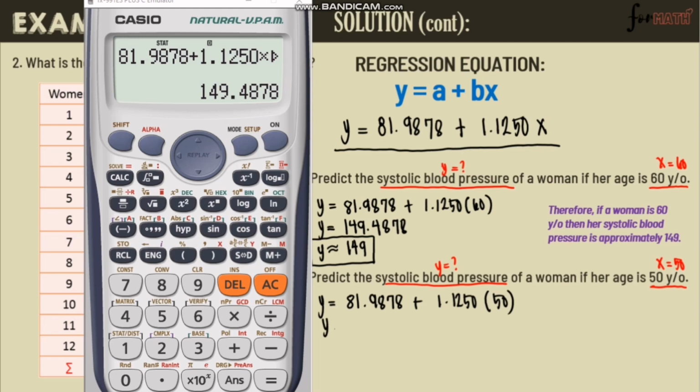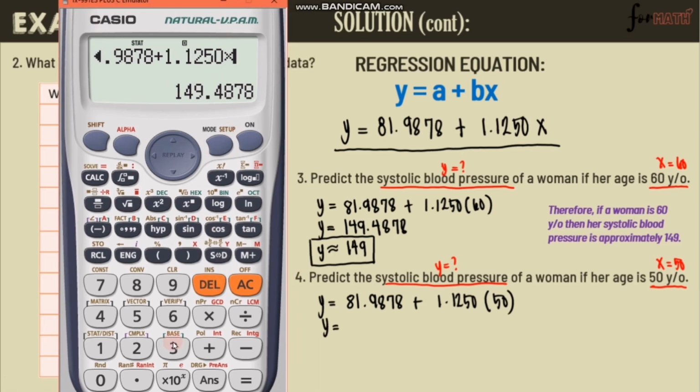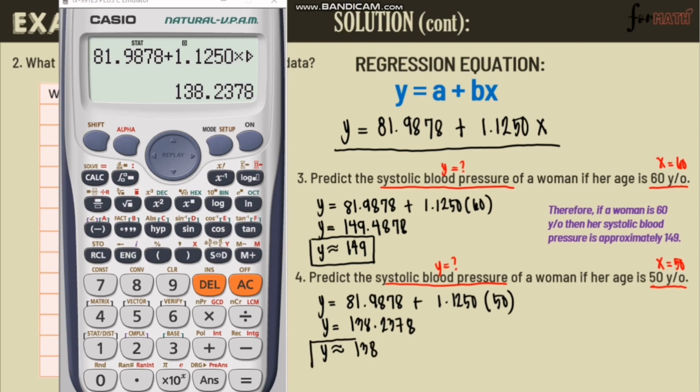Okay, and then y equals to, so sa calculator natin, palitan na lang po natin yung 60. Gawin natin siyang 50. Okay, so we have 138.2378. Okay, so this is y is approximately equal to 138. Okay, round off nearest whole number. Okay, so therefore, if a woman is 50 years old, then her systolic blood pressure is approximately 138. Okay, so yan po yung process natin para sa regression analysis.